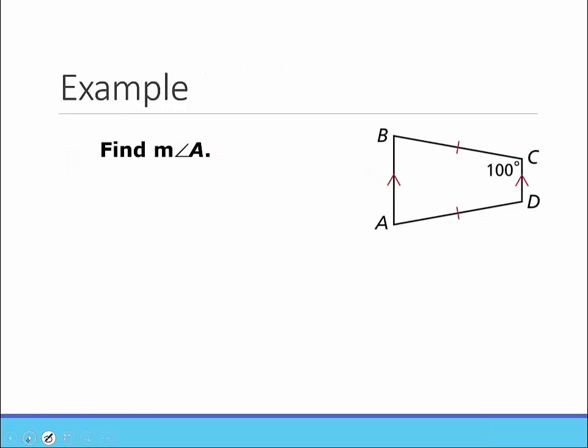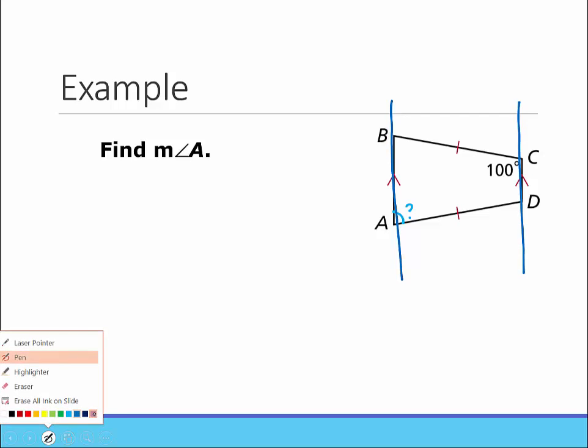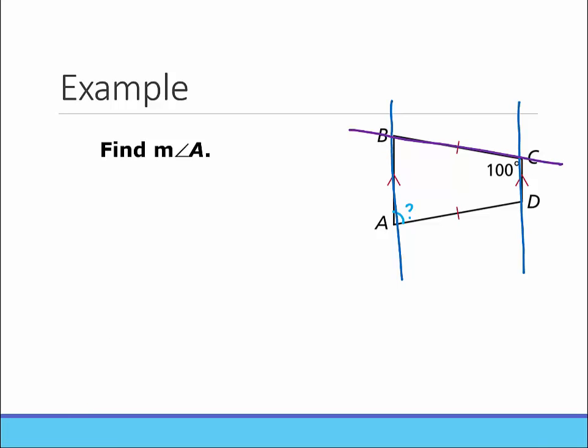So let's use that for some problems. Find the measure of angle A. So we're looking for this guy down here, and we don't know. When I take a look at this, I notice that I have the parallel lines here. AB and CD are parallel. It always helps me if I draw my parallel lines out nice and big. Now the only piece of information they give us is angle C. So I'm going to see how I can relate that to other angles. Pretend this right here is a transversal.